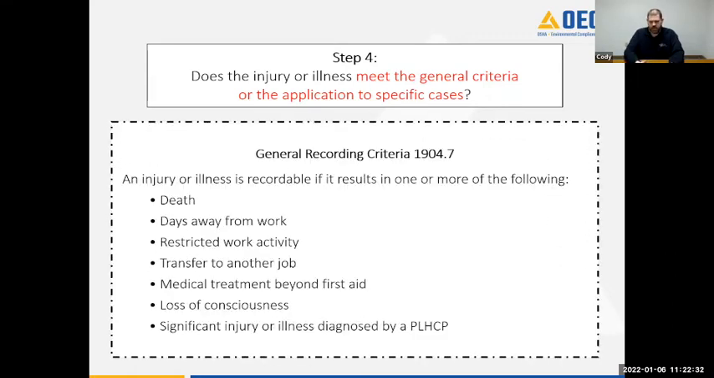So, did it result in a death? How about a day away from work or days away from work or restricted activity? Can they not come back and do what they're supposed to be doing or originally doing? Do you need to transfer them to another job? Maybe it was medical treatment beyond first aid, which we'll talk about here in a minute. But this is a question I get quite often. Hey, we had an employee that passed out or lost consciousness. Do we need to record it? Yes, you do in that case. And then any other injury or illness that a professional licensed healthcare provider is treating somebody for.